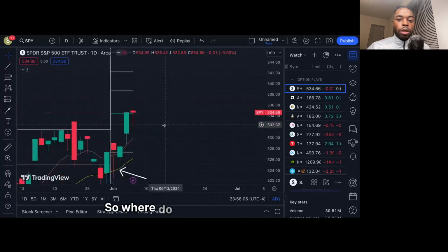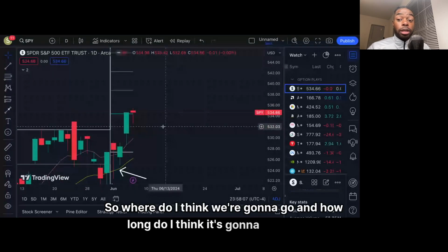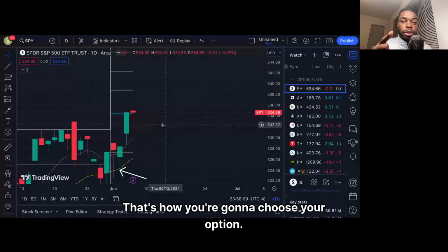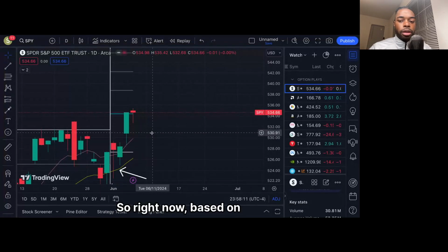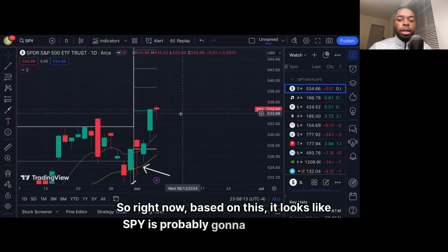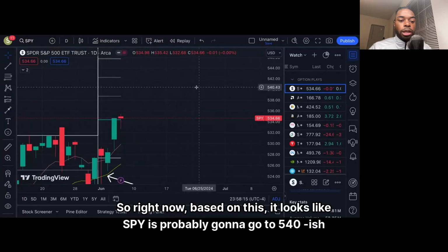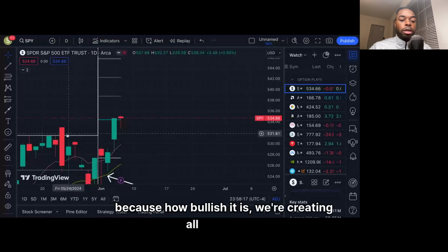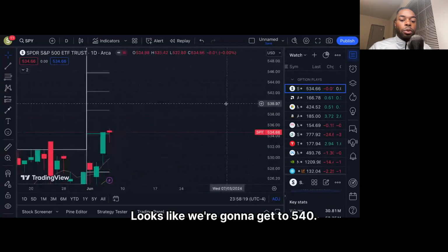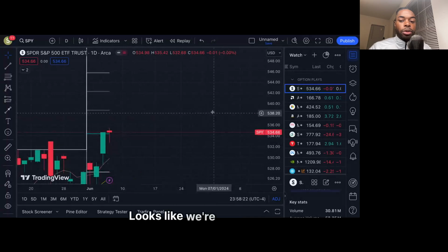So where do I think we're going to go and how long do I think it's going to take to get there? That's how you're going to choose your option. So right now, based on this, it looks like SPY is probably going to go to 540-ish because of how bullish it is. We're creating all-time highs. Looks like we're going to get to 540. Okay. Looks like we're going to get there.